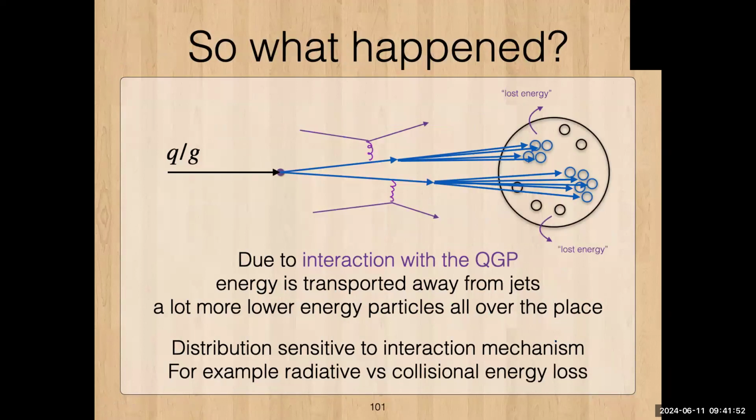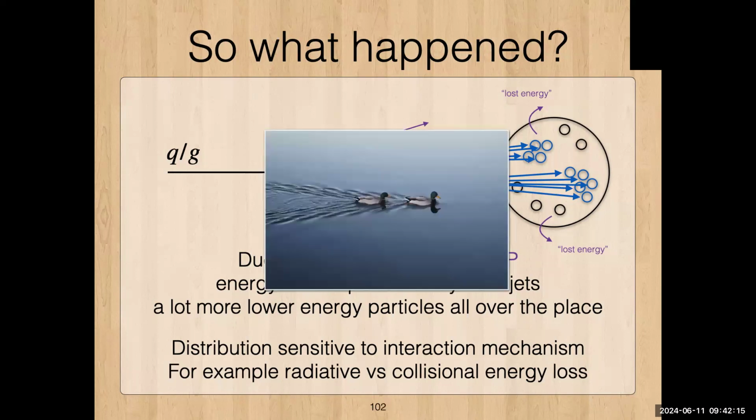To summarize what happened, the whole thing is evolving inside the quark-gluon plasma, and there's interaction with the quark-gluon plasma all throughout. The energy is transported away from the jets, and this causes the energy captured by the clustering algorithm to be smaller. That's what we call the jet quenching effect. It's kind of like ripples going away from a duck.